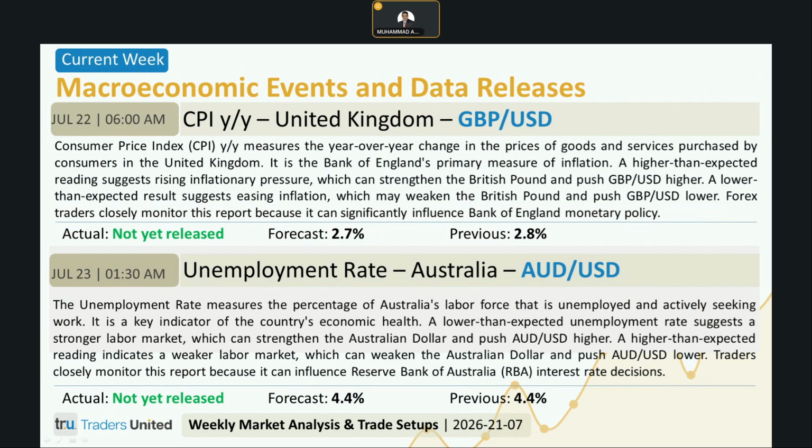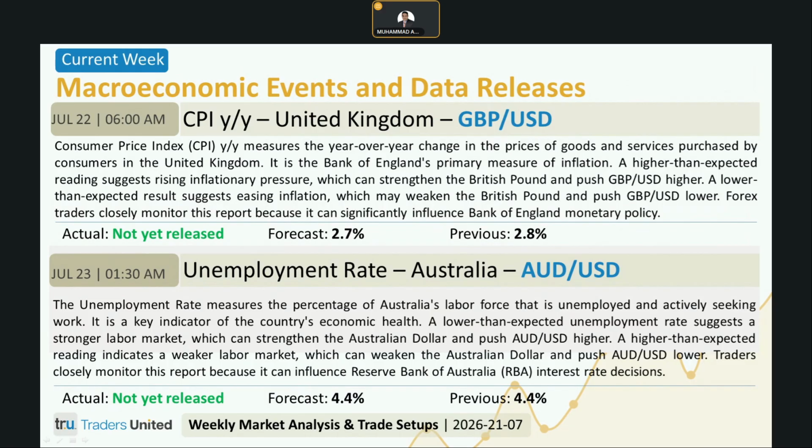So the CPI year over year measures the annual change in the prices of goods and services purchased by consumers in the United Kingdom. It is published by the United Kingdom Office for National Statistics. The Consumer Price Index is the Bank of England's primary measure of inflation and plays a key role in monetary policy decisions. Higher inflation may encourage the Bank of England to keep interest rates higher or raise them further. Lower inflation may increase expectations for interest rate cuts.